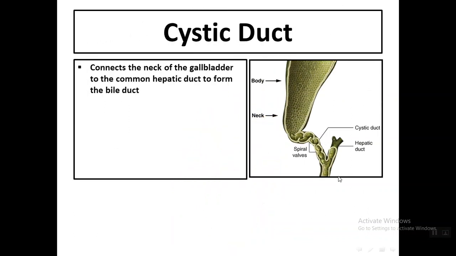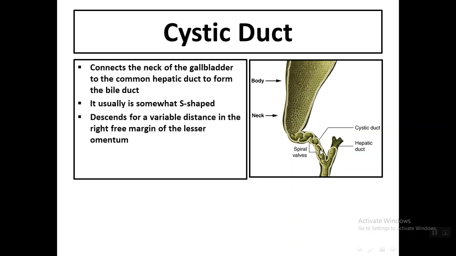The cystic duct, this is the cystic duct, connects the neck of the gallbladder, as we said, to the common hepatic duct to form the bile duct. It is usually S-shaped, descending for a variable distance in the right free margin of the lesser omentum, and its mucous membrane, as we said, is raised to form what we call the spiral valve. This spiral valve will keep the lumen of this duct open.